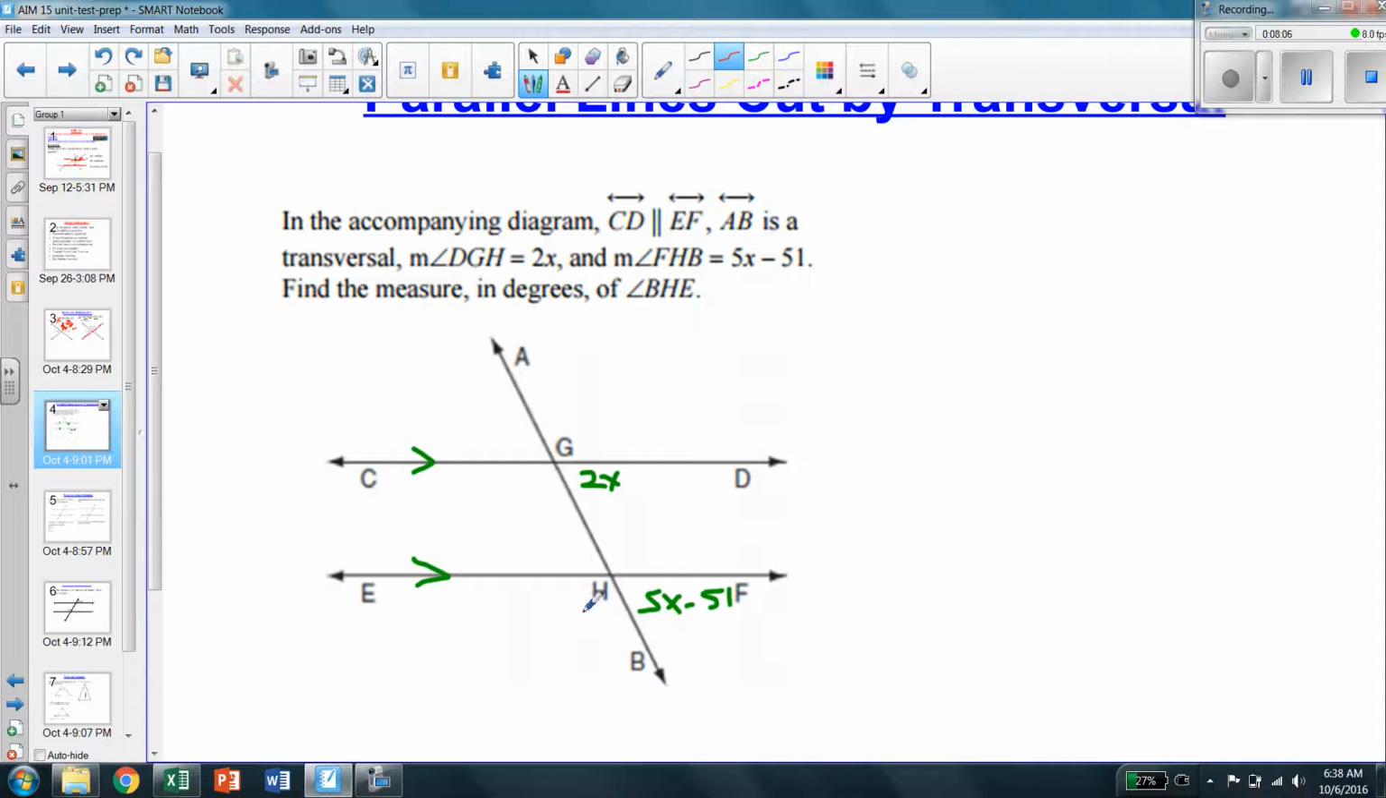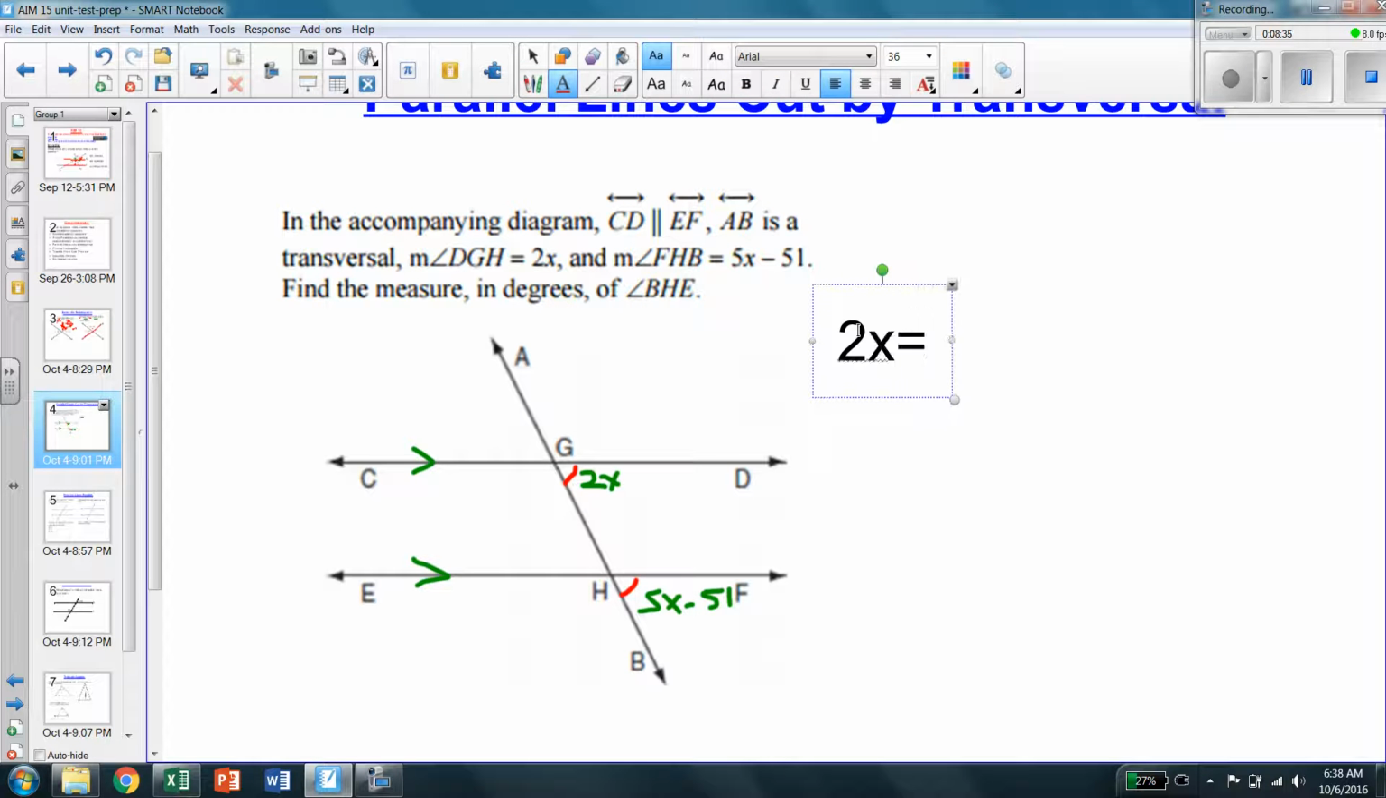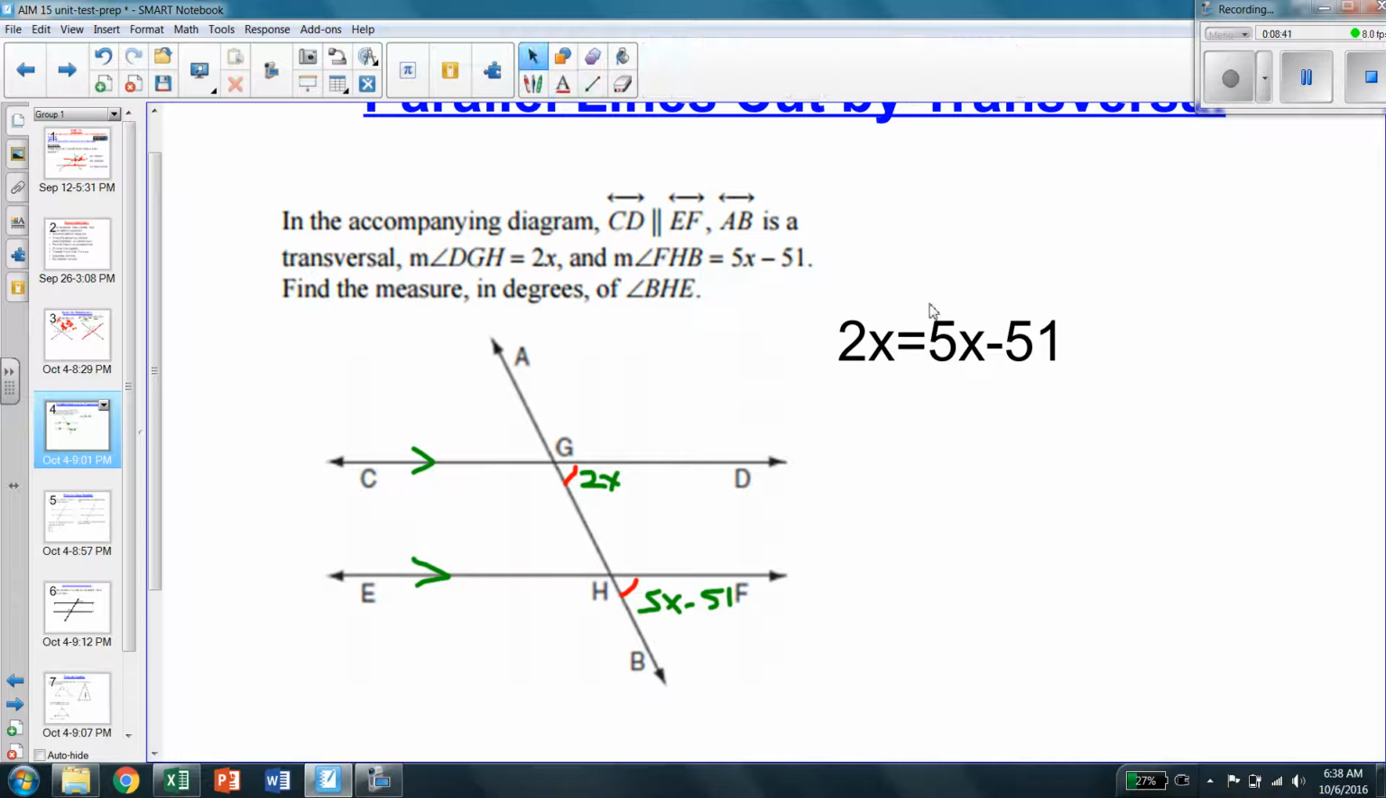Well, I don't really know how to get that angle, but I do see a relationship between these two. There's something going on here because we have parallel lines. What type of relationship are these two angles? Well, they're corresponding angles. And we know that when we have parallel lines, corresponding angles are congruent. So we can set up some algebra. 2x equals 5x minus 51, since they are congruent to each other. A little bit of algebra.